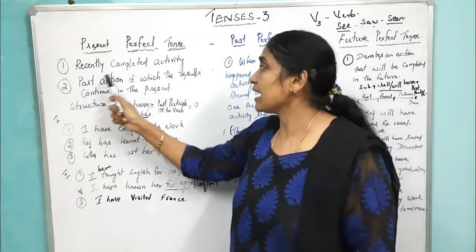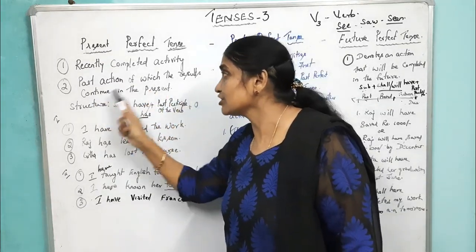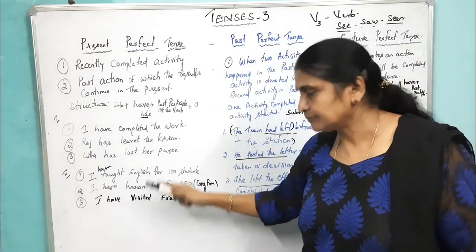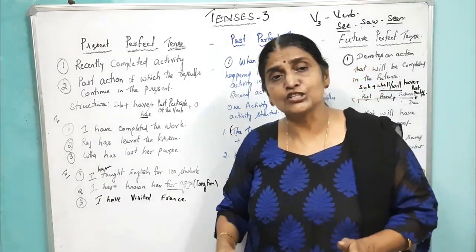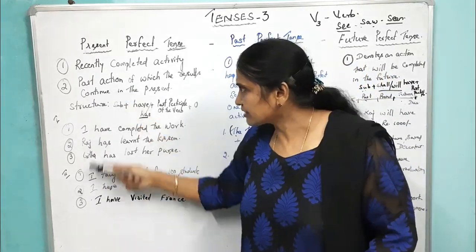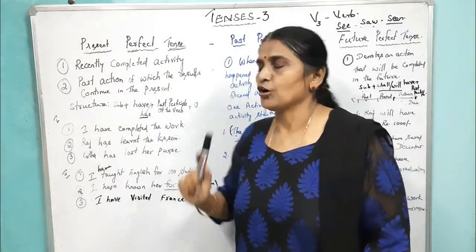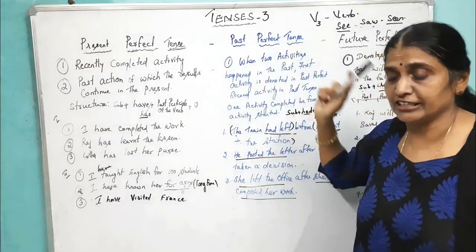Now second one, past action of which the results continue in the present. These are the actions completed, but the results continue in the present. So in that case also we use present perfect tense. Got it? Understood? Okay, now let's go to the past perfect tense.